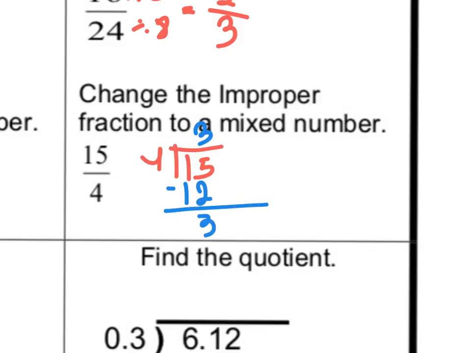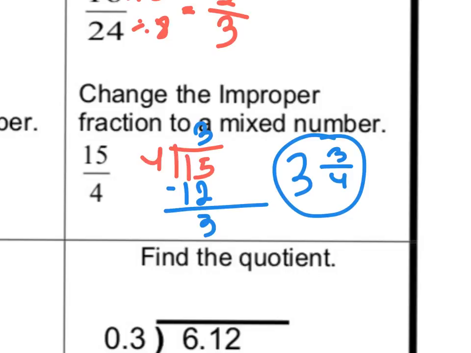At this point, we're not trying to find a decimal, so we only need to do decimal 0. All we need to do is write 3 wholes with 3 left out of 4. So it'll be 3 and 3/4. That's called a mixed number. It's made up of a whole number and a fraction. That's why it's called a mixed number.